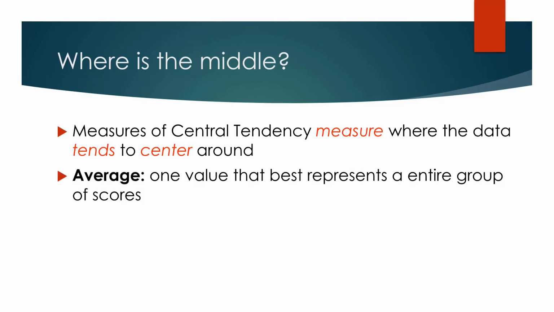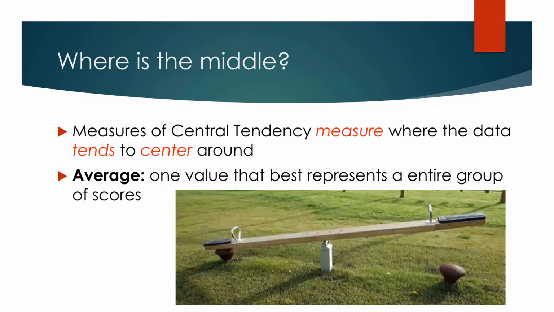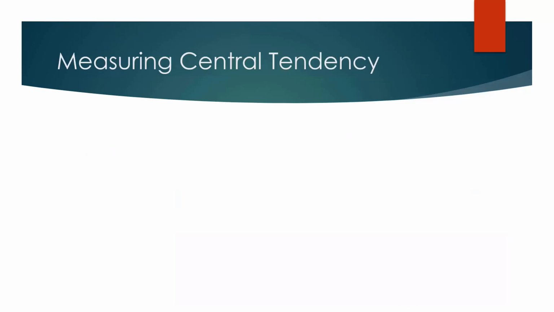These measures are often called an average, because they usually result in one value that best represents an entire group of scores. A good analogy for this is a teeter-totter, seesaw, whatever they are called these days, where the center is where the data is balancing. So the idea here is: where is the center of our data set, the set of data that we're looking at? Where is the middle? What is it balancing on? Kind of like a seesaw here.